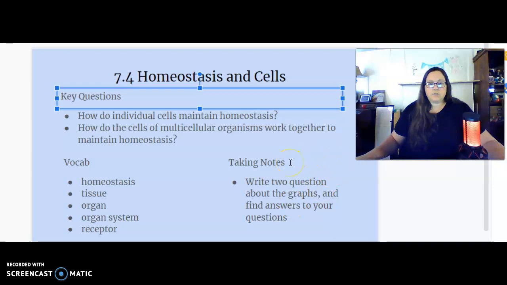All right, taking notes. You are going to need to take notes, but something specifically we want you to do is to write 2 questions about the graphs. There are micrographs on the next slide, and find answers to your questions. There will be a discussion board on Google Classroom. You can use these questions for your discussion board. All right, so let's move into the lesson.